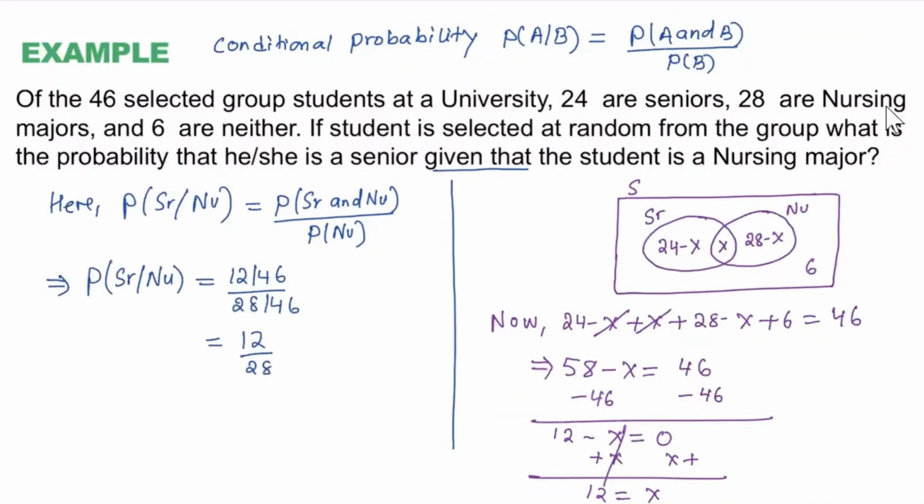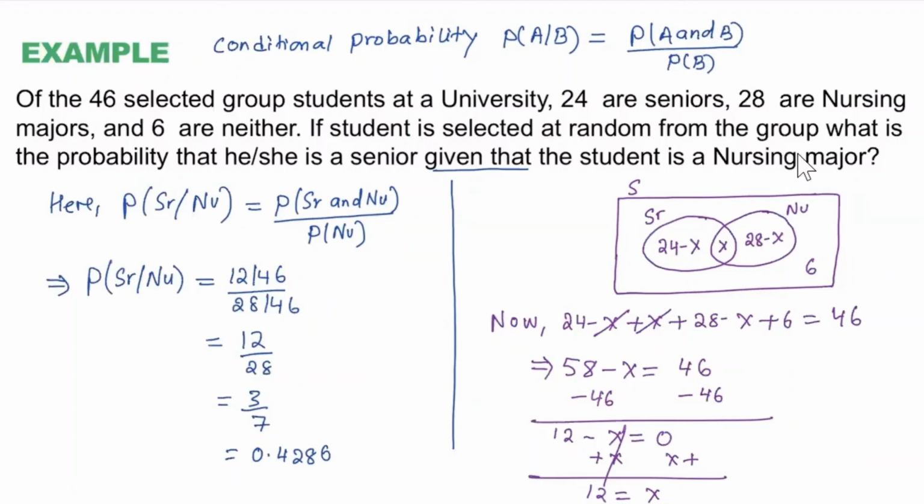And you can reduce that by dividing both numerator and denominator by 4 here. 4 goes into 12 3 times. And 4 goes into 28 7 times. So your probability is 3 over 7. If you change it to decimal, what will you get? 3 over 7? 0.4286. Very good. 0.4286. That is the probability.